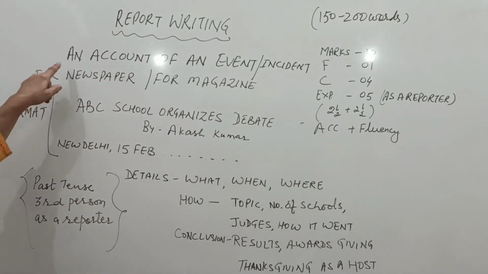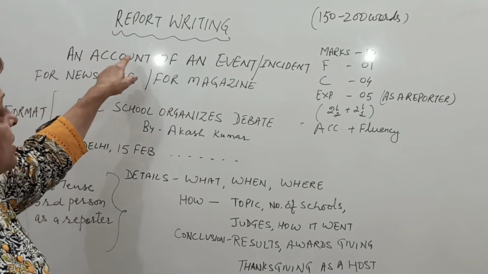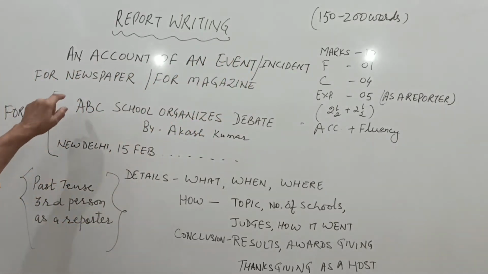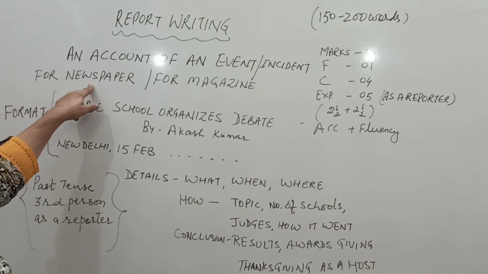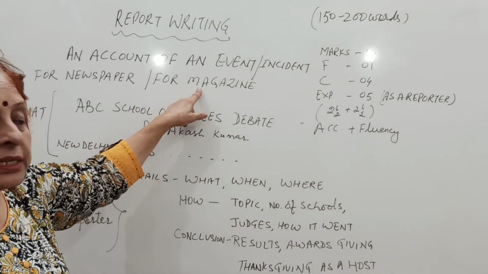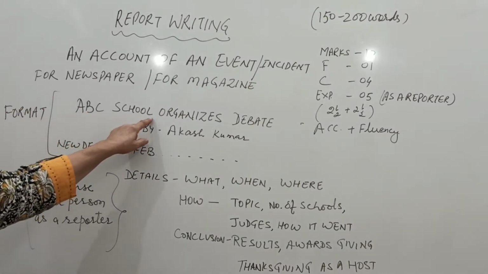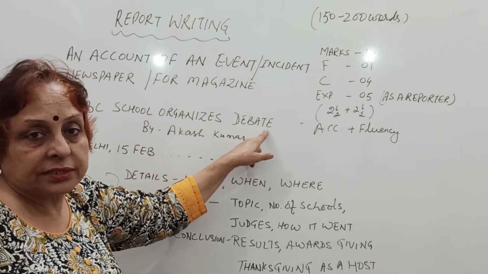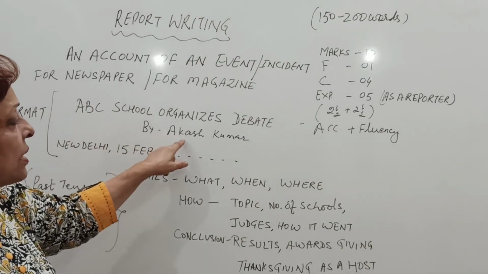Now, what is a report? A report is an account of an event or an incident that has happened, and we write it for a newspaper or for a magazine. Now, how to write it? The format for a report is first you write the heading, ABC school organizes debate competition, by Akash Kumar.